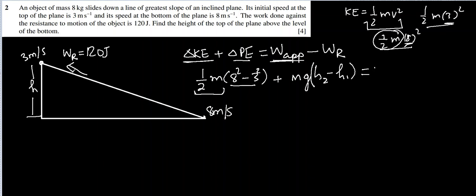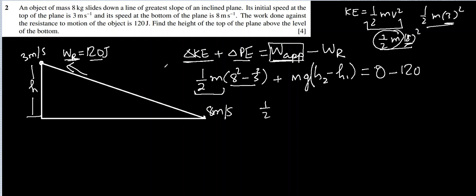When it is sliding down, there is no force pushing it further or pushing it upwards externally. This is a natural frictional or air resistance force. Nothing is pushing it up externally, so we will take the applied work as 0, minus the resistance work, which is 120 joules. They've already given us that. Now let's see what we can do.